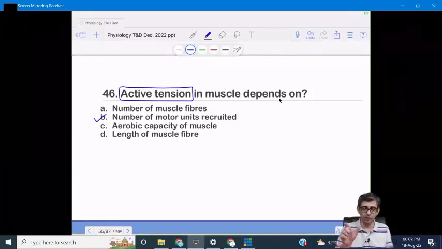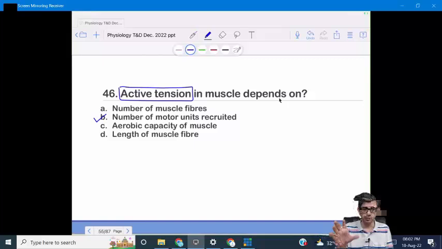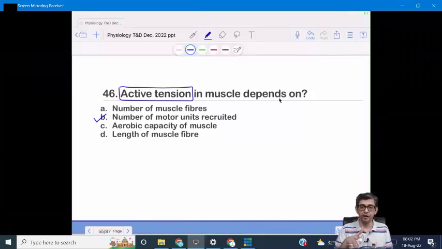The active tension in the muscle means productivity of the muscle. That is, is it able to work effectively or not. I mean, if you have to lift a 10 kg dumbbell versus a 2.5 kg dumbbell, the motor units recruited while lifting a heavy dumbbell will be more as compared to motor units recruited when a lighter dumbbell is being used.